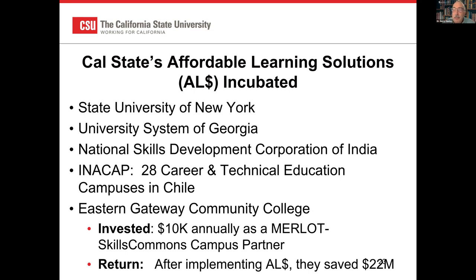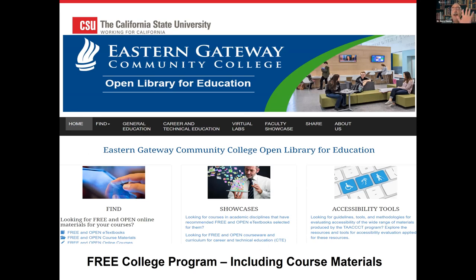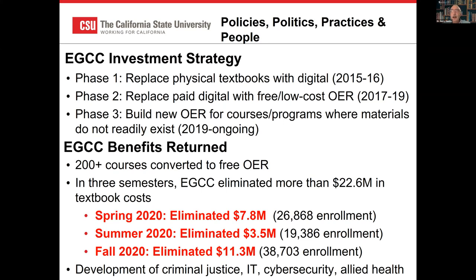And just so you know, it's not just about systems, but I'm going to end with a very specific campus that we partnered with, the Eastern Gateway Community College in Ohio. They became a partner, investing $10,000 annually to be a partner. And just after implementing their affordable learning solutions, in one year, they saved $22 million. And how did they do that? One, you've got to provide capabilities to enable convenience for people to discover their content. So we built them a little portal, and we worked with their strategy on the policies, politics, practices, and people. Their first move was to move from print to digital, and that was a significant change.